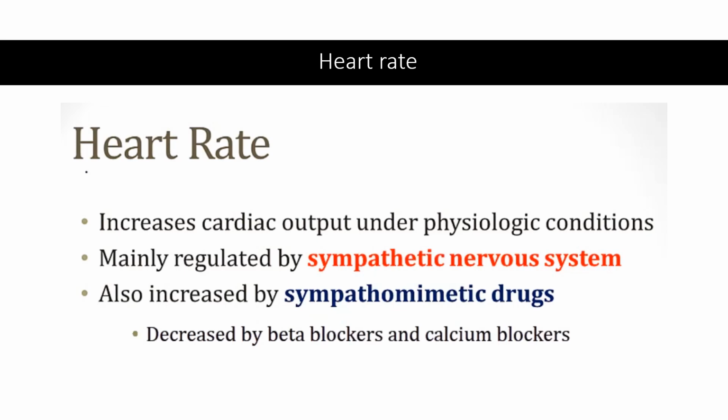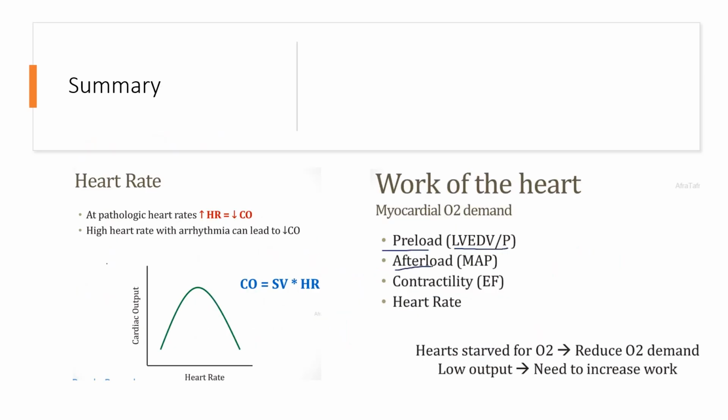Now what do I mean by sympathomimetic drugs? These are the drugs which mimic or copy the action of the sympathetic nervous system. Heart rate is also decreased by beta blockers and calcium channel blockers, same as the contractility. In summary, the heart rate determines the cardiac output, but this is not always true.